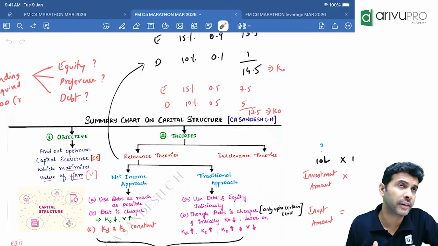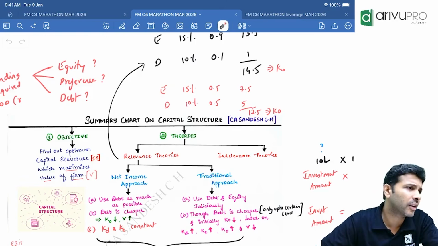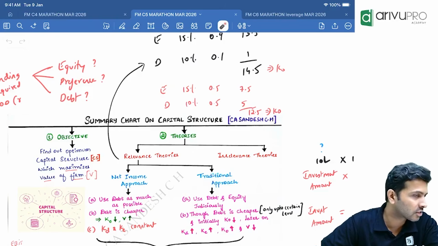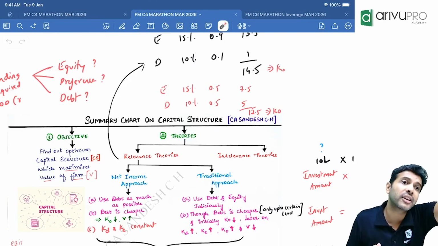Sir, how will debt cause Ko to reduce? Equity we have, debt we have. Which is a costlier source of finance? Which is a cheaper source of finance? Which is costly? Kd is costlier, or cost of equity is costlier? Sir, cost, for a company it's a cost, for the investor it's a return.